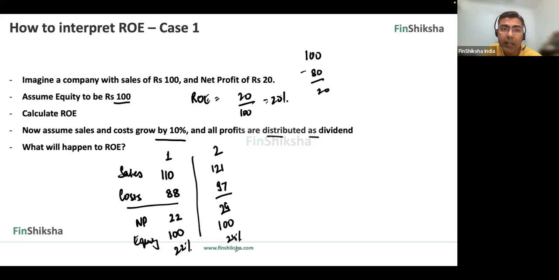Luckily for us in India, neither have we reached that stage where a lot of companies give a large amount of dividend, nor have we seen crazy amounts of inflation kicking in. So we haven't come across this situation, but theoretically, if a company keeps growing profits by inflation every year, you are going to see ROE increase.